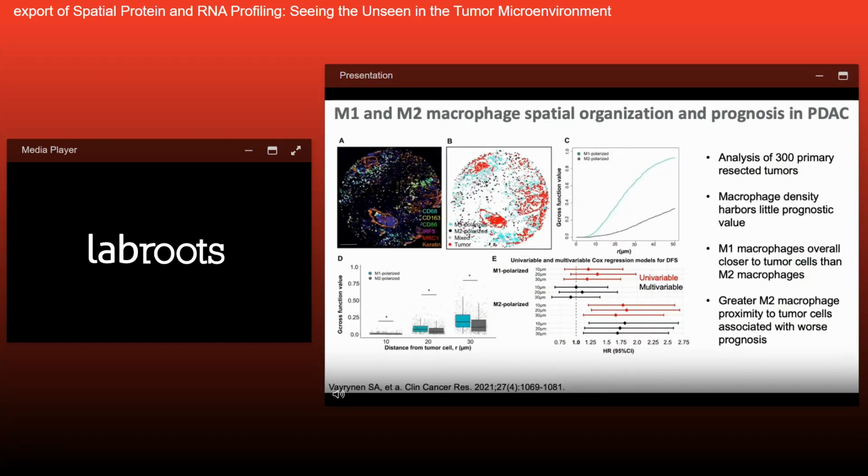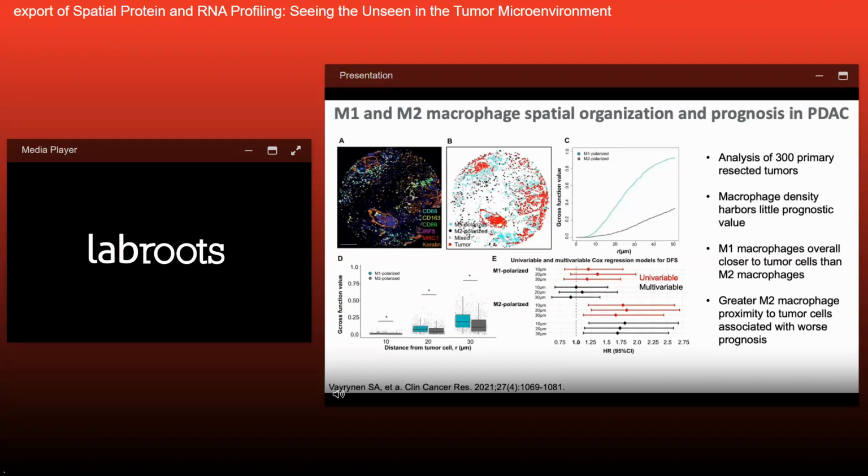One of the first cell populations that we wanted to study in pancreatic cancer were myeloid cells. We built a number of multiplex immunofluorescence assays to do this, including one that looked at macrophages and their degree of polarization. We used this assay to study about 300 primary resected tumors and found that, surprisingly, macrophage density harbored very little prognostic significance. And this was surprising because macrophages are actually the dominant immune cell population in most pancreatic cancers. While we were doing this work, we made the interesting observation that macrophages aren't distributed randomly in the tumor microenvironment.